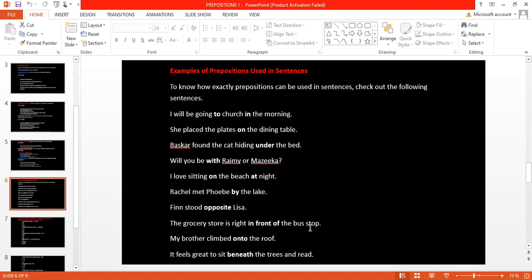All right. So my brother climbed onto the roof. In Nigeria, we'll tell you my brother climbed to the roof. Your brother climbed onto the roof. Okay. It feels great to sit beneath the tree and read.